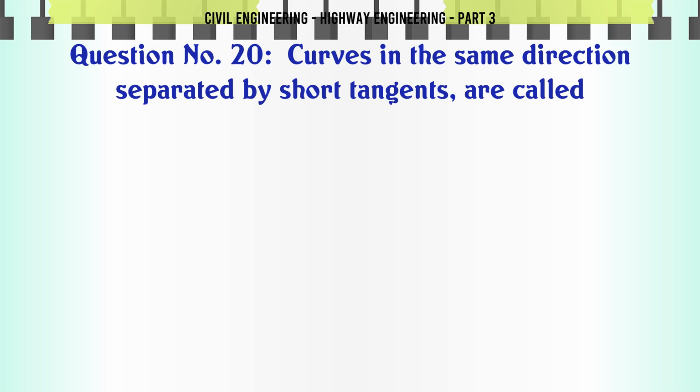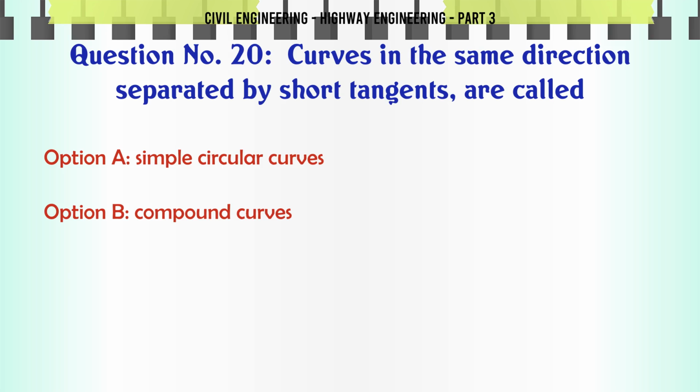Curves in the same direction separated by short tangents are called A.